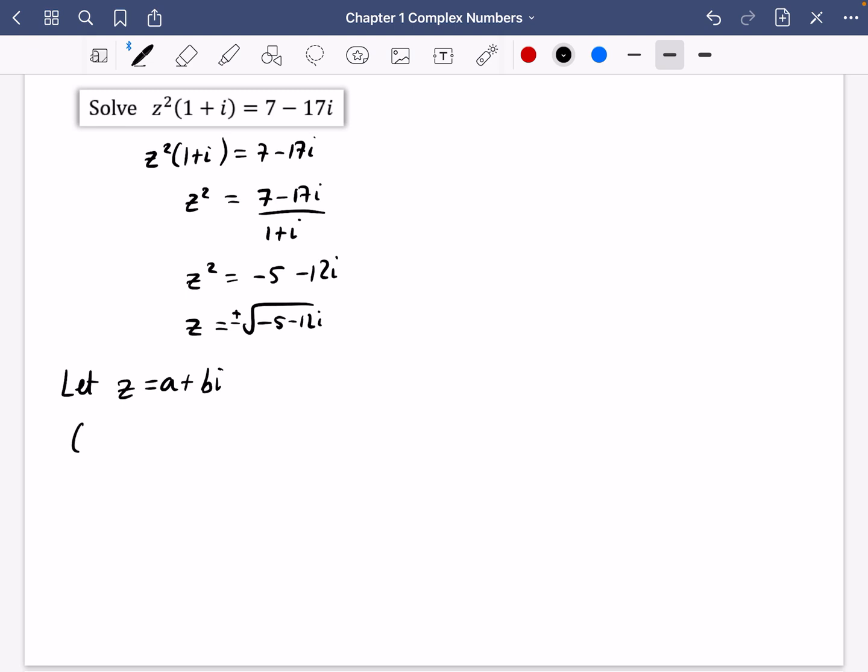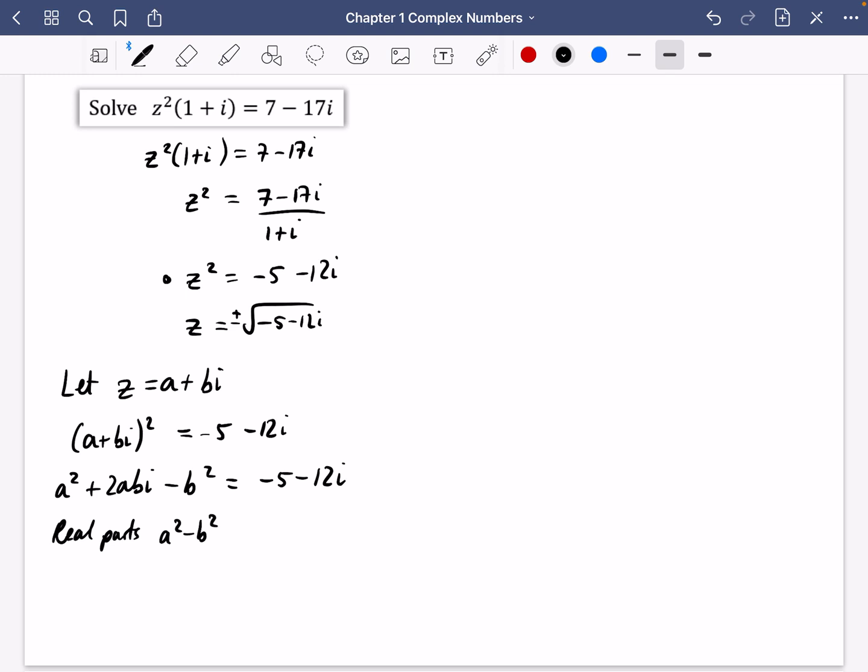So z squared from this one here is going to be a plus bi squared equals minus 5 minus 12i. So you get your a squared, you're then going to get your plus 2abi and your minus b squared equals minus 5 minus 12i. So the real parts that we've got here are a squared minus b squared equals minus 5, and the imaginary parts are that 2ab equals minus 12.